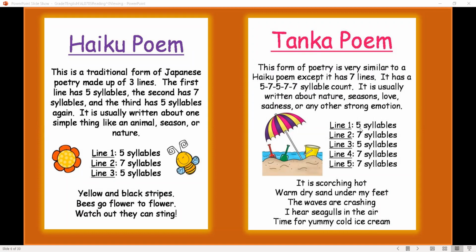So your line 1 will have 5 syllables. Your line 2 will have 7. Line 3 will have 5. Line 4 will have 7. And line 5 will have 7 again. So if we look at the one below, this is an example for you. It is scorching hot. Warm, dry sand under my feet. The waves are crashing. I hear seagulls in the air. Time for yummy cold ice cream. So your syllables is where you are stressing your sounds.